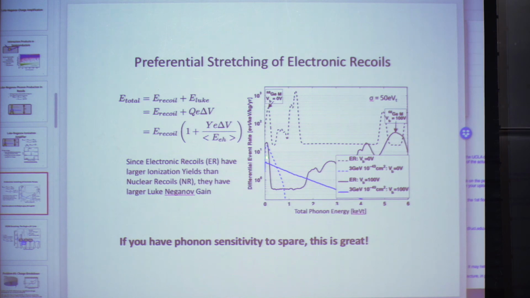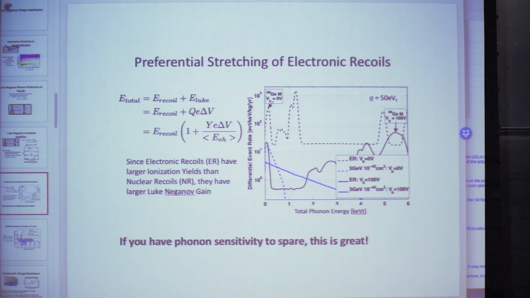And here is my background. I have a bunch of cosmogenic lines, and I have my Compton background here. That's at 0 volts, in dotted. Now what happens when I put a voltage across the system?